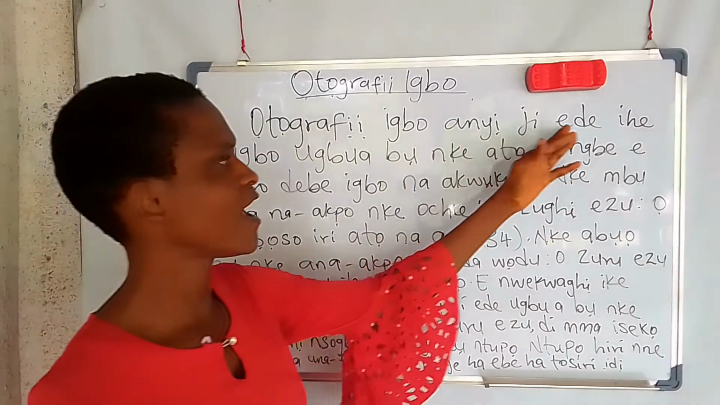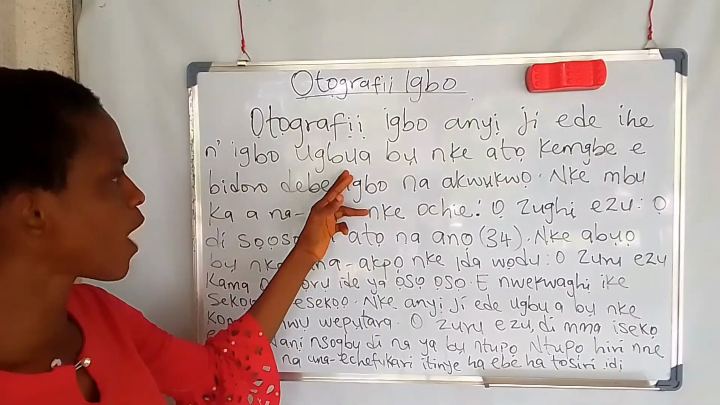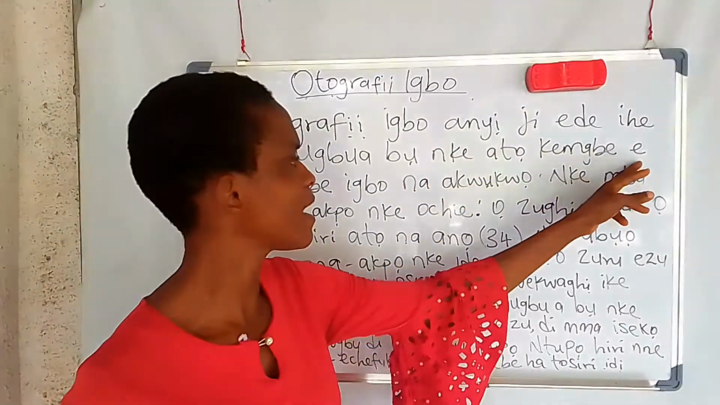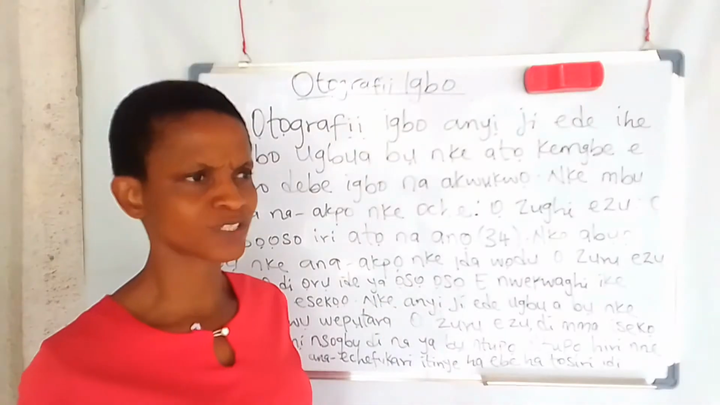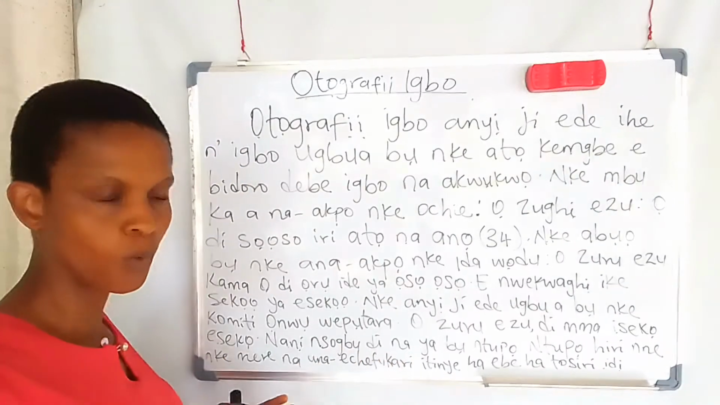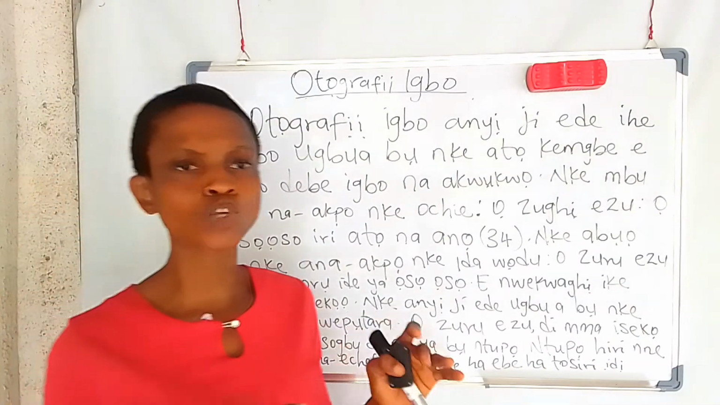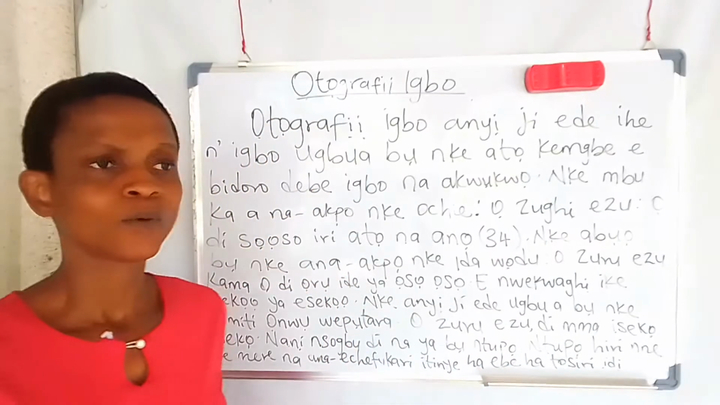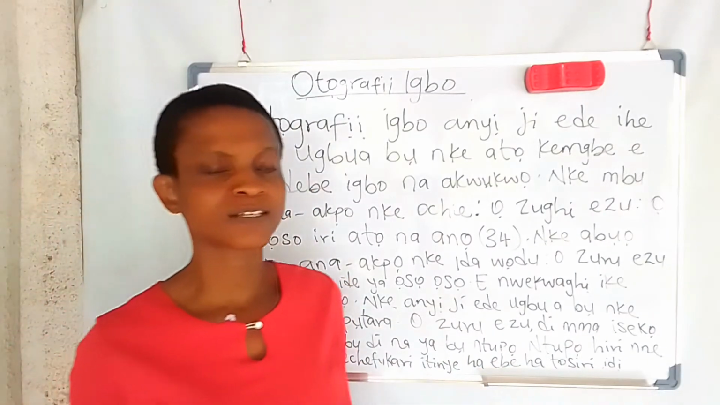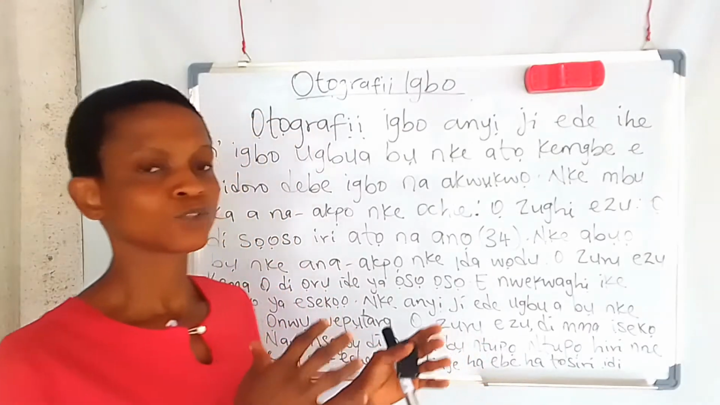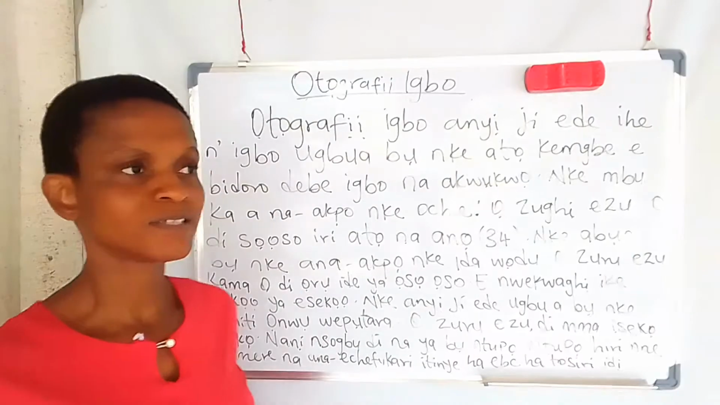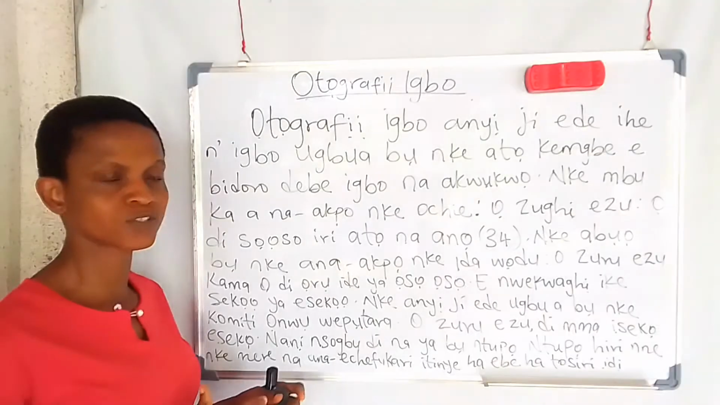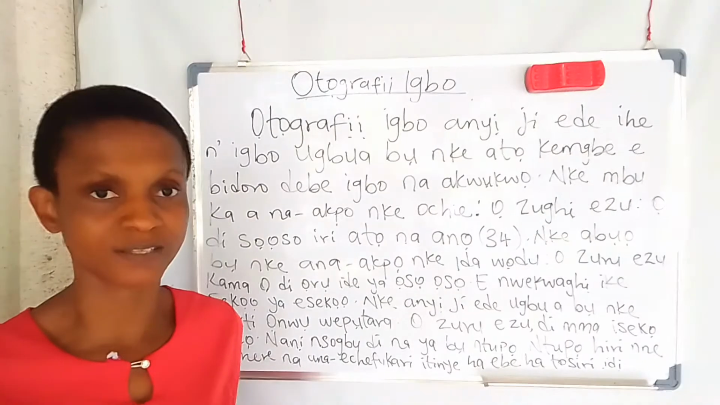Orthography Igbo anyị ji ede ihe n'Igbo ugbu a bụ nke atọ kemgbe ebidoro debe Igbo n'akwụkwọ. That is to say that we have previous orthographies we were using to write Igbo, but since those ones are incomplete, we now reshuffled it. Those people in whose hands the making of this language lies decided to reshuffle it so that it will be easier for us in writing it.